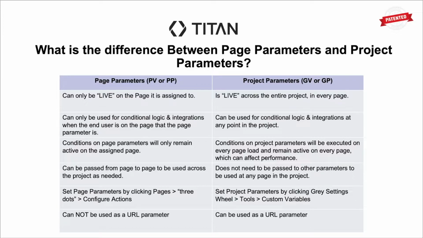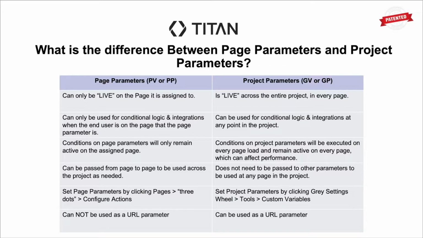And same for the conditional logic and integrations. So you can only really have things be affected by a page parameter if the user is on that page. And the integrations, if you're going to be pushing or pulling data to or from Salesforce to or from a page parameter, then that action has to be on that page too. Whereas a project parameter is live throughout the entire project, and so therefore you can push or pull data to or from Salesforce, from or to a project parameter, no matter where the user is in the project.